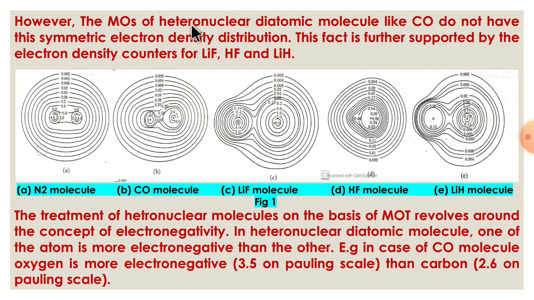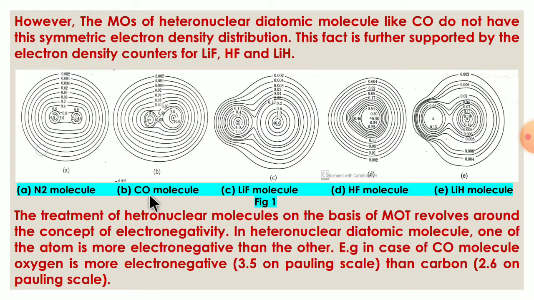However, the molecular orbitals of heteronuclear diatomic molecules like CO do not have this symmetric electron density distribution. This fact is further supported by the electron density contours for LiF, HF and LiH. This point is discussed with the help of this diagram. Diagram A, N2 molecule, shows the electron density cloud around the two identical nitrogen atoms, which looks similar. The electron density around the first nitrogen atom and around the second nitrogen atom is the same.